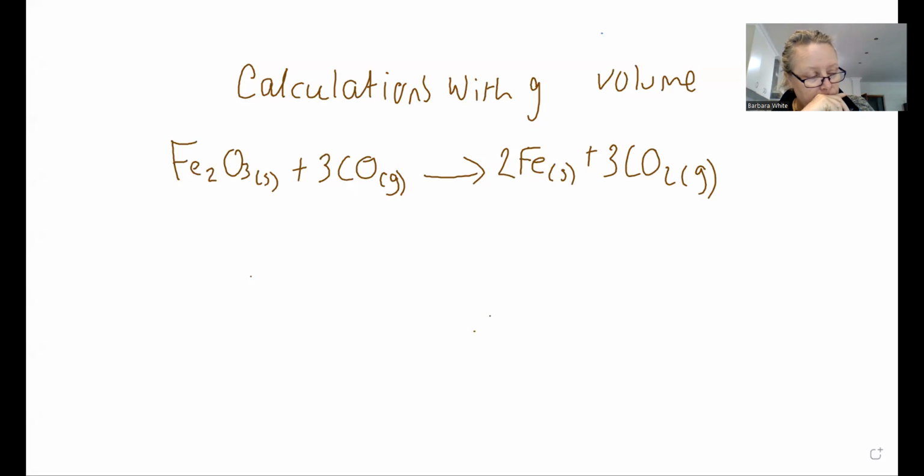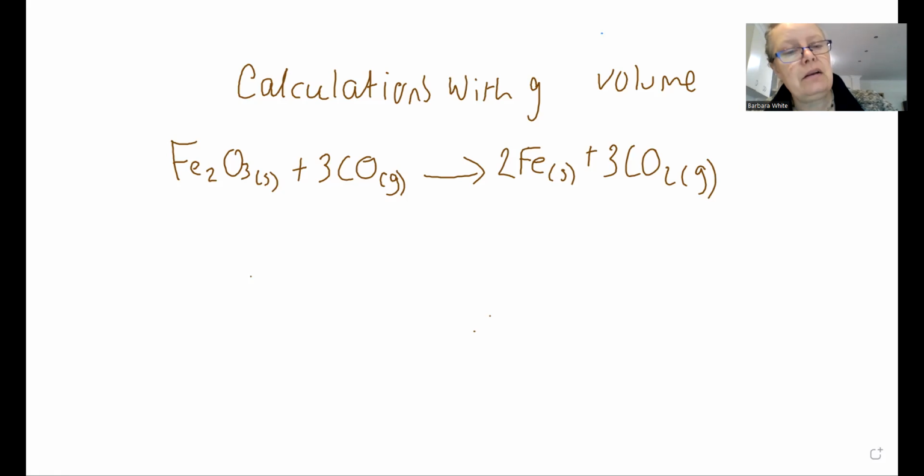So without being given those extra steps, because you won't be in the exam, you're given a mass of iron oxide and you're asked for a volume of carbon dioxide. So you're going to need to convert from mass to moles, use the ratio to find the number of moles of carbon dioxide, and from there you can work out its volume. So first thing, we should write down the things that we do know.